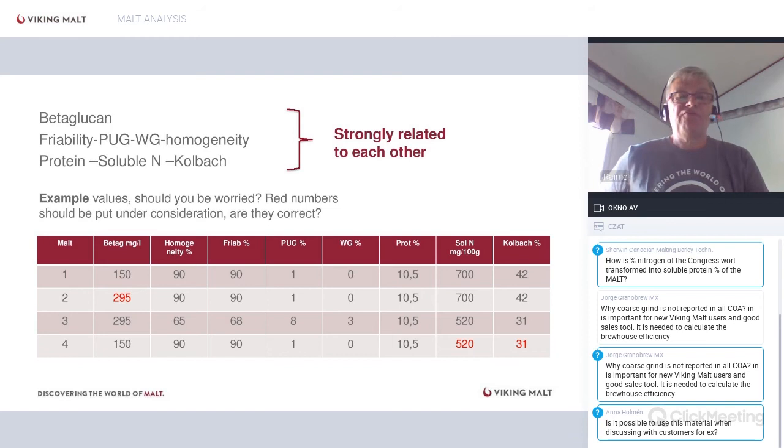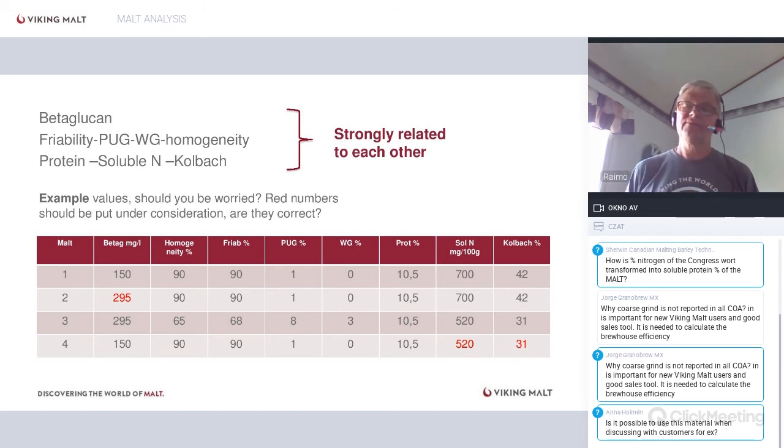Then number 4 is again quite similar to number 1, which should be a very well modified malt. And then we have a soluble nitrogen of 520, and calculated with the soluble nitrogen protein level, the Kolbach index number is very low. So I would expect, looking at the whole picture, that the soluble nitrogen number is not good. It's not correct.